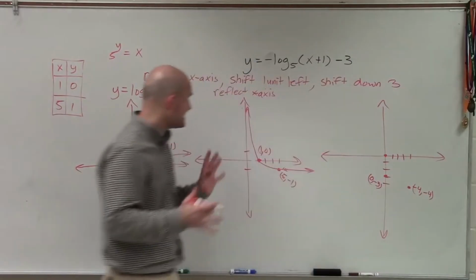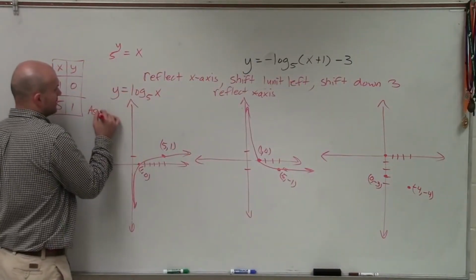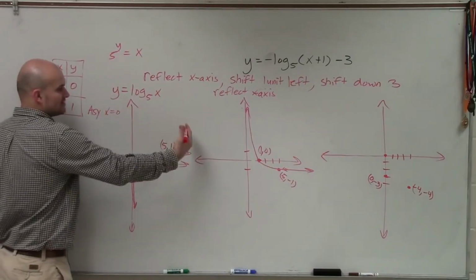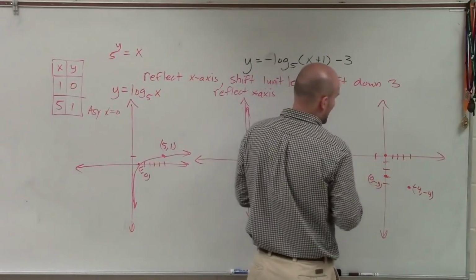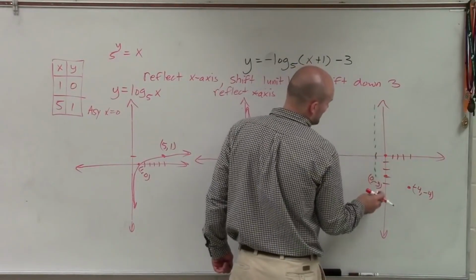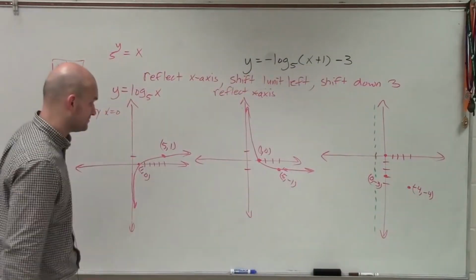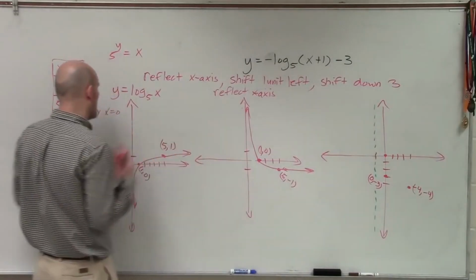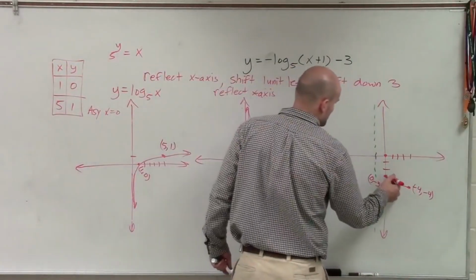All right, then the next important thing is I need to look at this asymptote. Remember, we have an asymptote here at x equals 0. So if I shift my graph 1 unit to the left, I now have a new asymptote at x equals negative 1, because it was originally at 0. But since I'm shifting my graph 1 unit to the left, my asymptote is now at negative 1. So by shifting this over, my graph is going to look something like this.